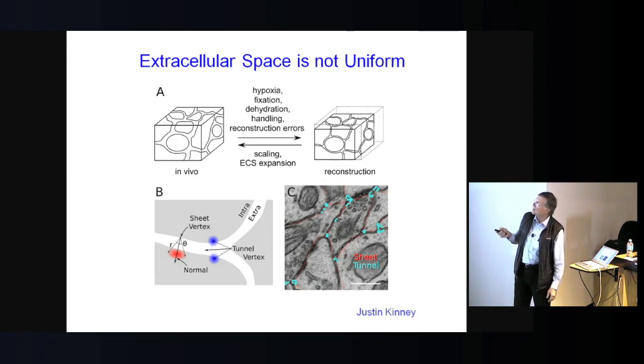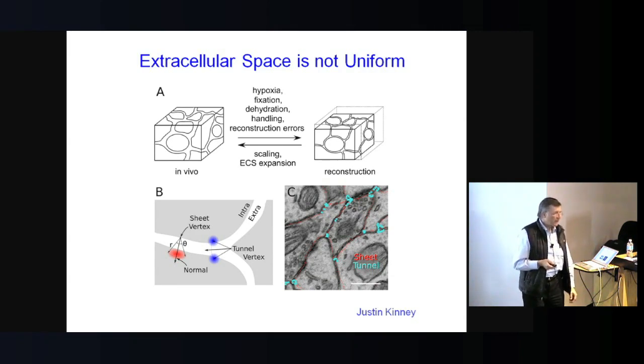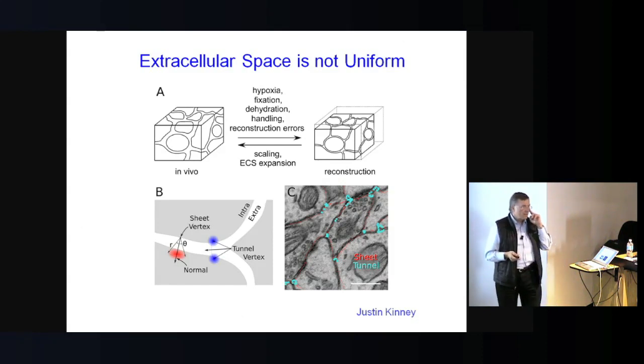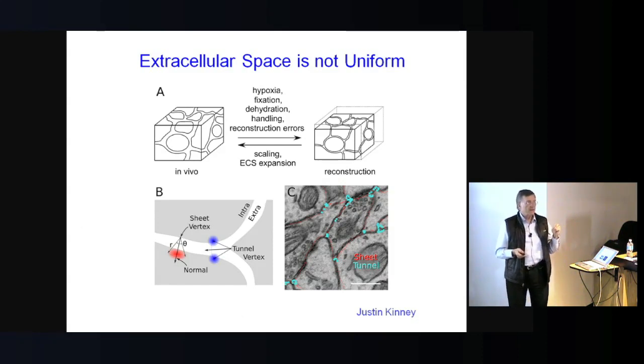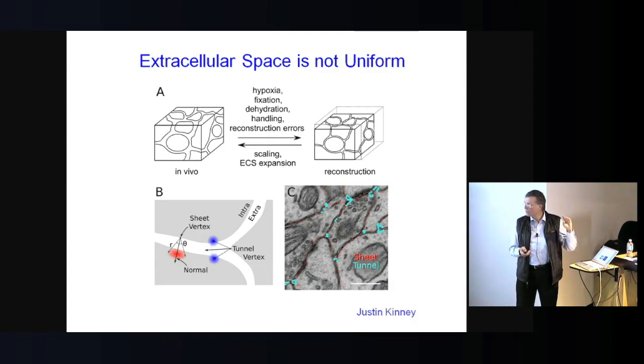Justin did that by mechanically putting springs in between and letting it expand to 20%. And one of the things that he immediately hit on was the fact that it's not uniform. The extracellular space varies with the location.